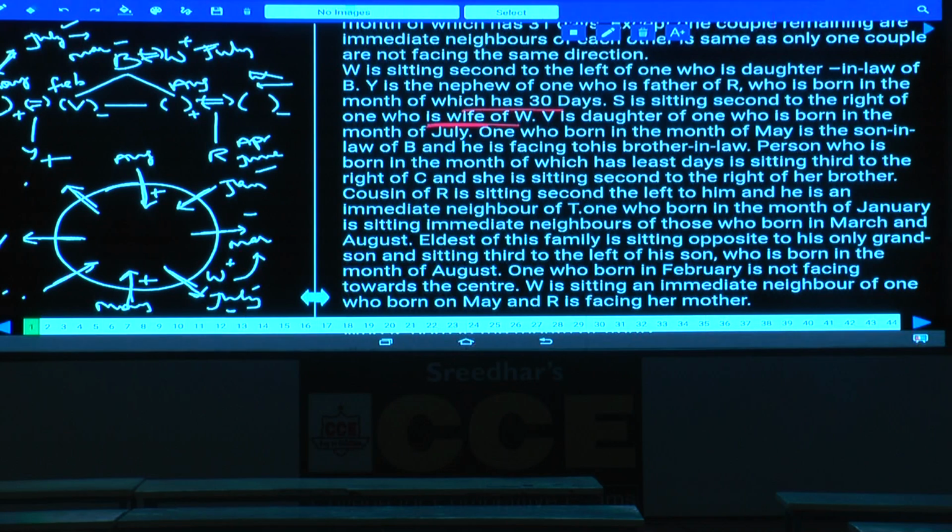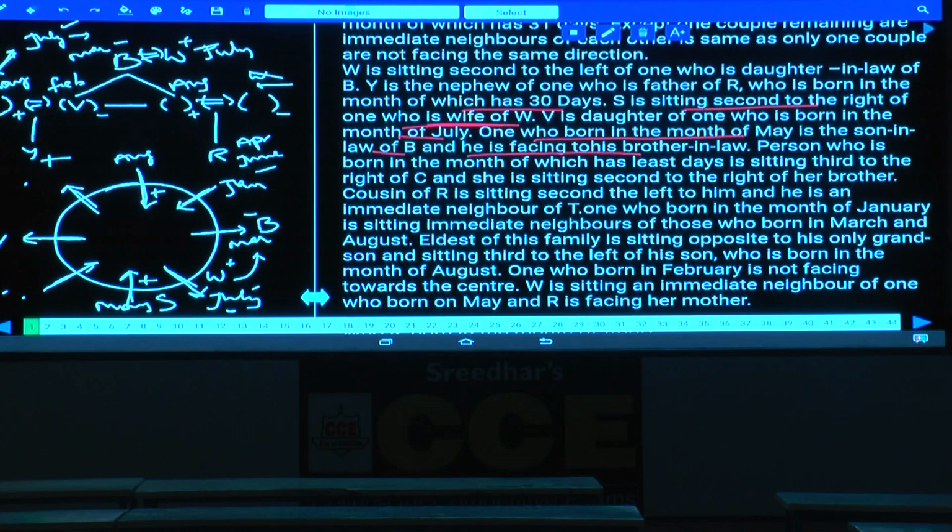Now S is seated second to the right of this female. Who is this female here? This female is B. B and W are a married couple. S must be at this place. If S is here, S is seated second to the right of the one who is the wife of W. V is the daughter of the one who was born in the month of July. We have that information. The one who was born in the month of May is the son-in-law of B, and he is facing his brother-in-law.